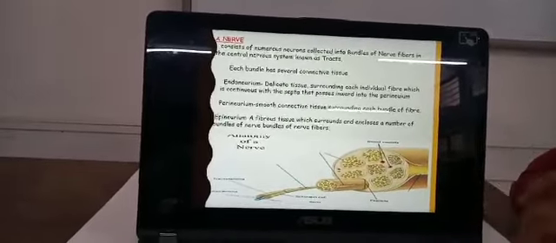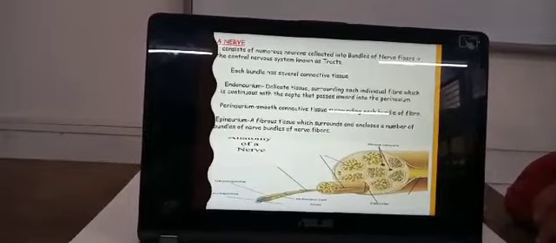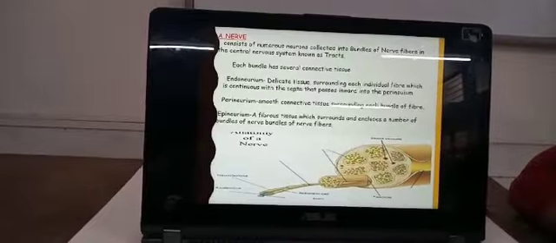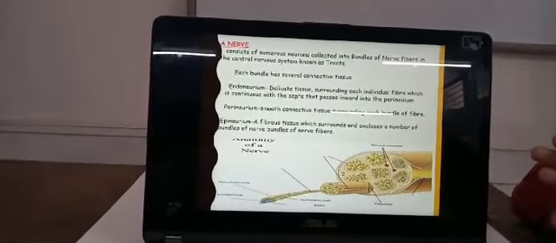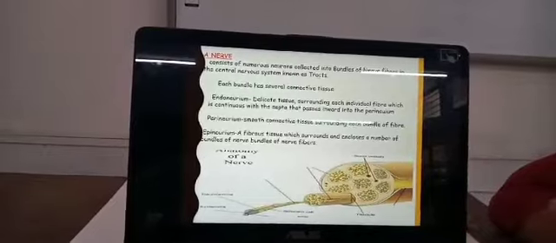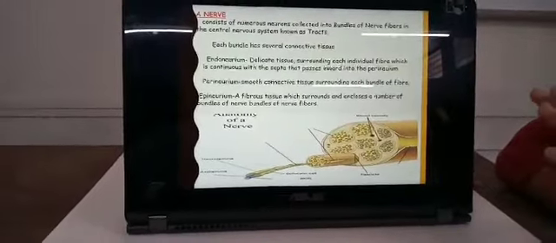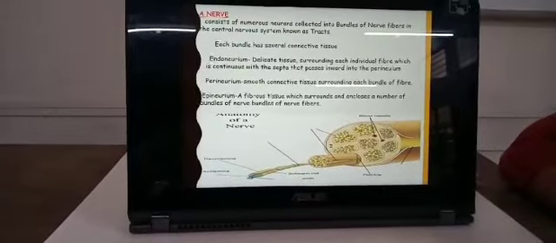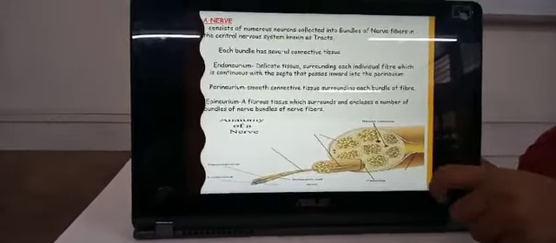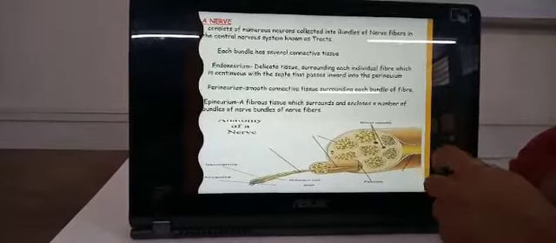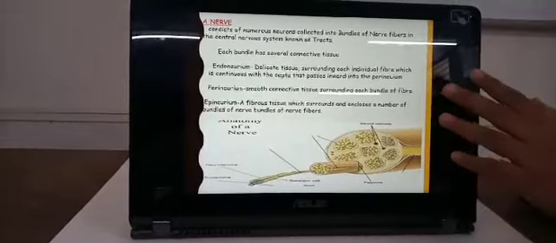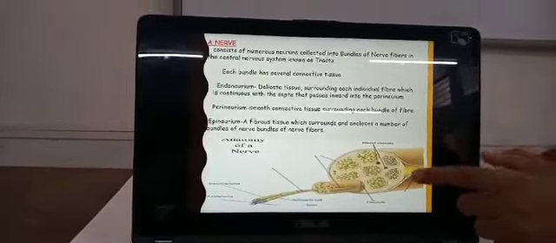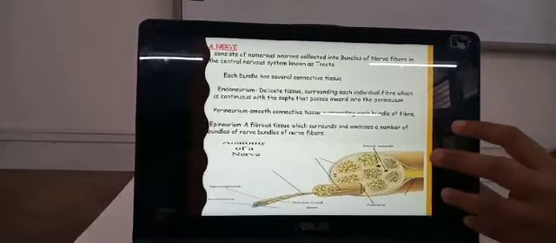Okay. Next, each bundle has several connective tissues. First, what is the bundle? The bundle is nothing but a collection of neurons. Numerous neurons come together to form a bundle, and it is called tracts in the central nervous system and nerve fibers or nerve in the peripheral nervous system. These bundles have several connective tissues. There are three different connective tissues present surrounding these neurons or bundle of neurons.